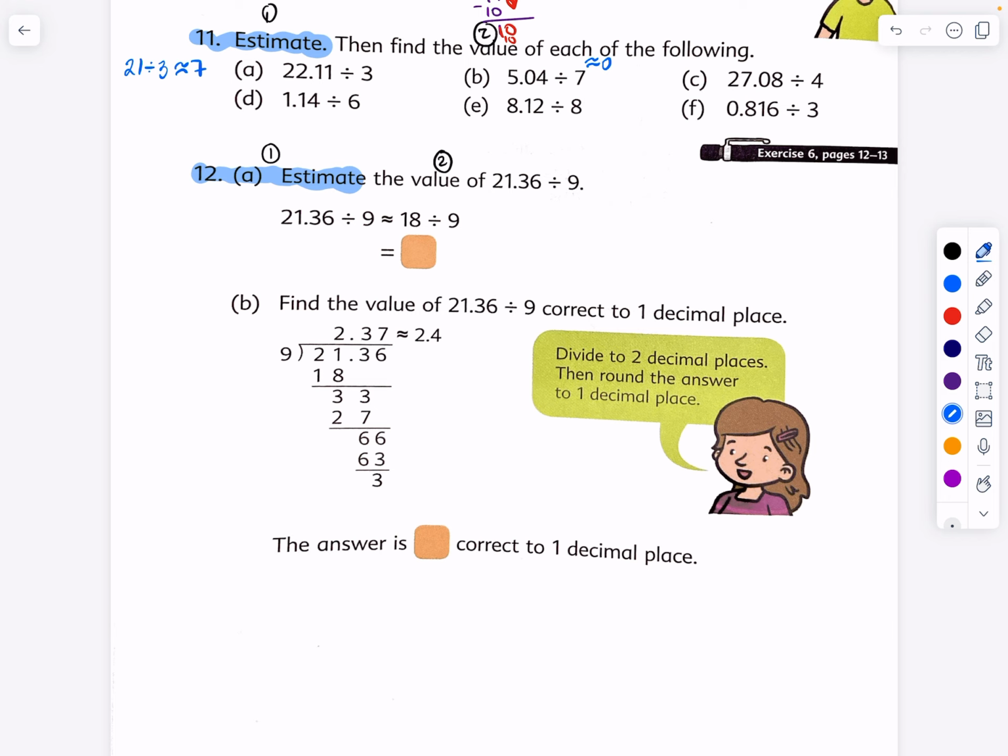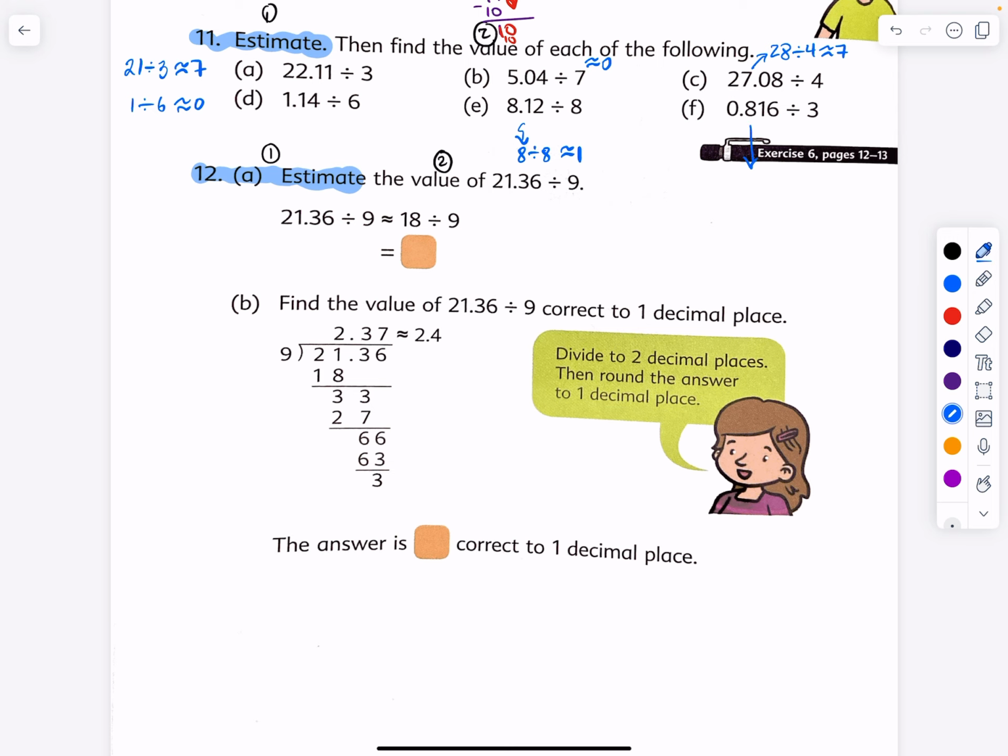27.08 divided by 4, the closest division fact is 28 divided by 4, and we should have about 7. Now, I'm going to continue estimating for D, E, and F. 1.14 divided by 6, let's say 1 divided by 6. 6 does not go into 1, so our answer should be 0 something, but definitely starts with a 0. And 8, right here, it's about 8 divided by 8. Our quotient should be around 1.